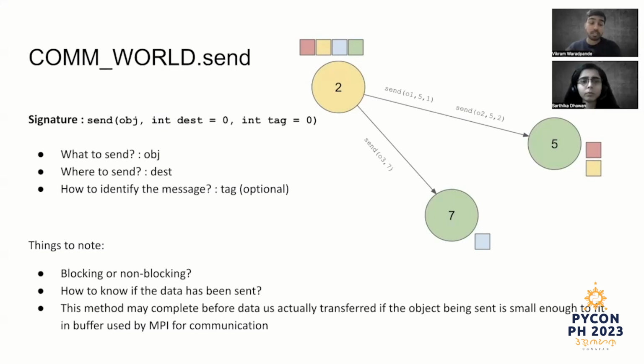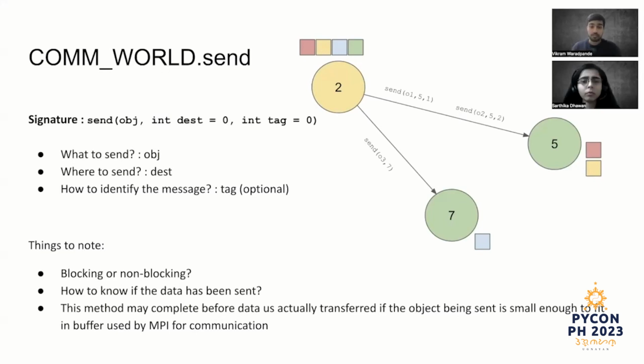That is that the send call might complete even before the data reaches 5. That's because if the object is small enough to contain in a buffer, you will actually complete the send even before the object is received at 5 or 7, for example. But we don't need to worry about this right now.